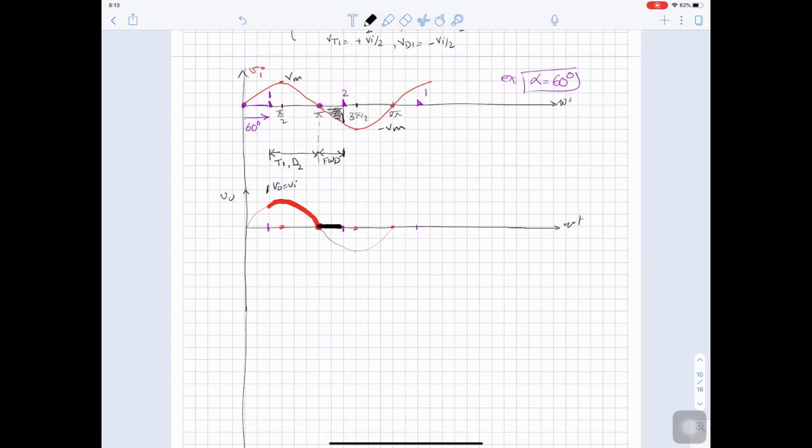Then at this point, you will fire thyristor 2. So here we start to have thyristor 2 and diode 1. So here V input equals V out. Here V out equals 0. And starting from here, V out equals negative Vn.